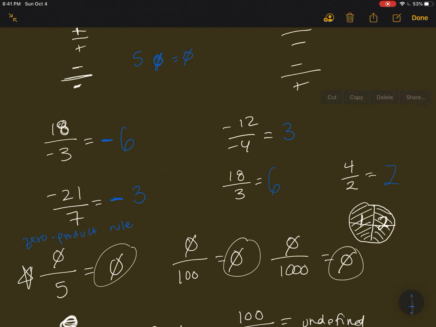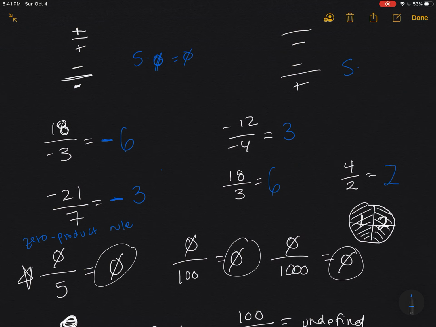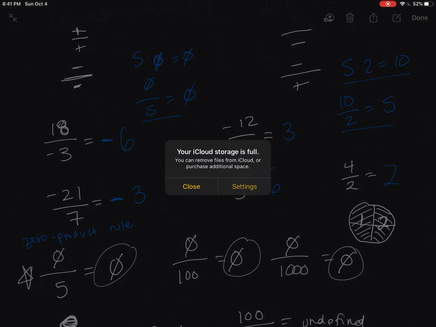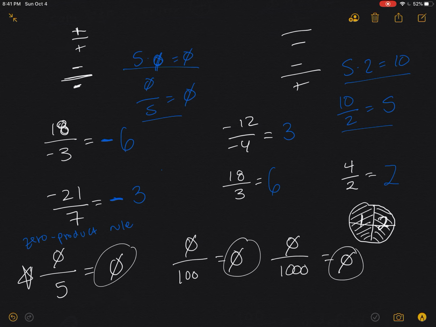If you think of 5 times 2 equals 10, and you were going to write it a different way, 10 divided by 2 equals 5, right? So same thing here, 0 divided by 5 equals 0. Hopefully you kind of see what I did there.